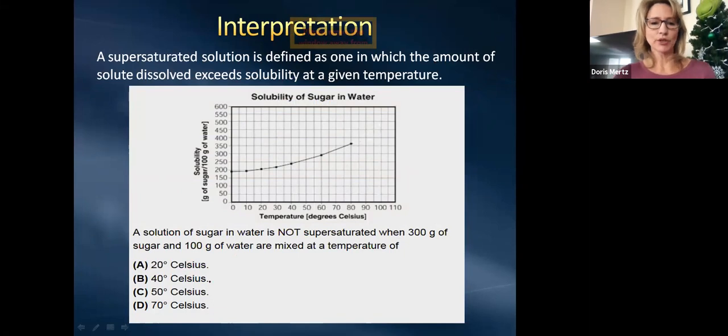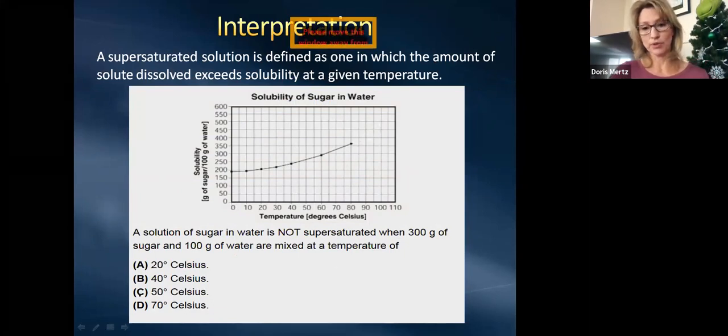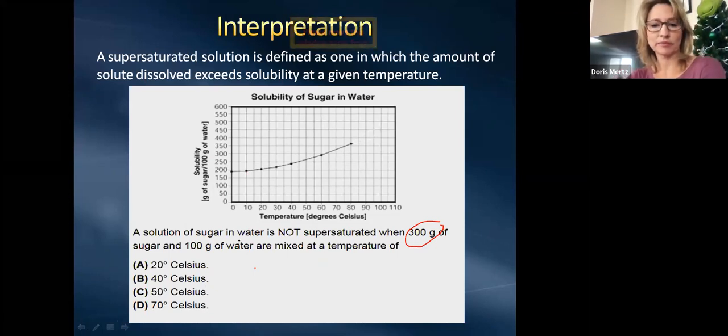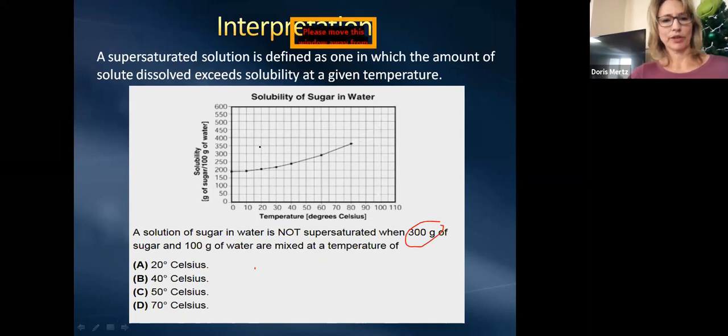The question: a solution of sugar in water is not supersaturated when 300 grams of sugar and 100 grams of water are mixed at a temperature of... So we're looking at the grams. When we look over here at our chart, this is the grams of sugar per 100 grams of water, just like in that question. So we're looking at the 300 over there. When is it NOT supersaturated? The NOTs will always be in capital letters. So we're looking at 300. Let's go out here and just draw the line.